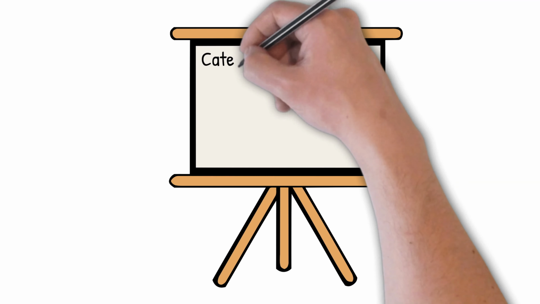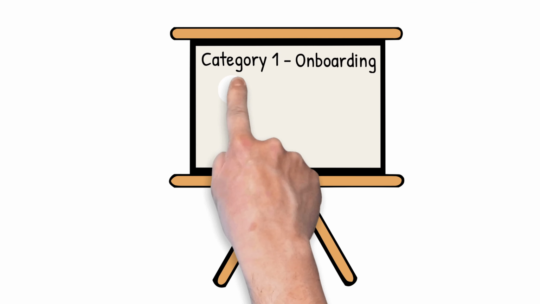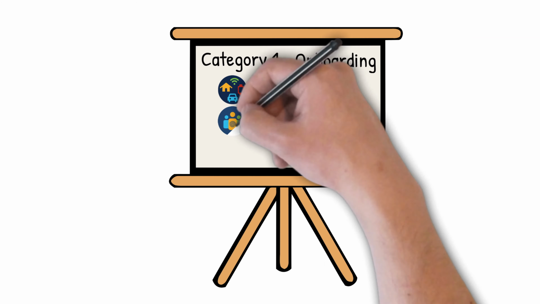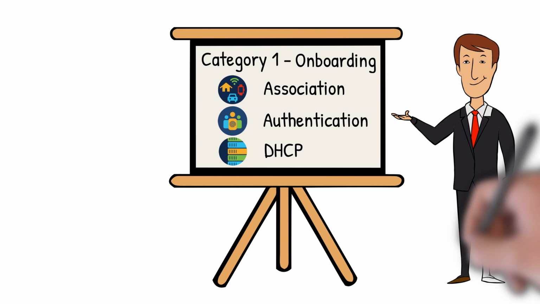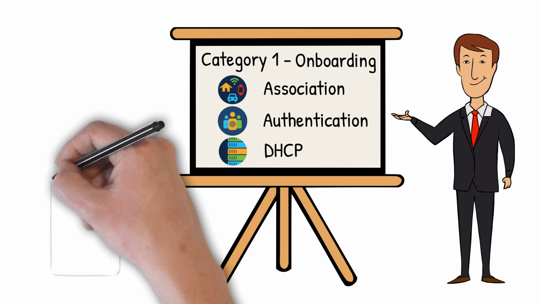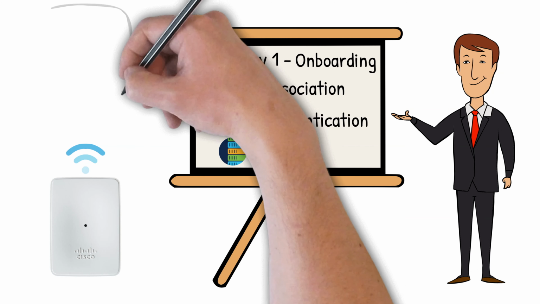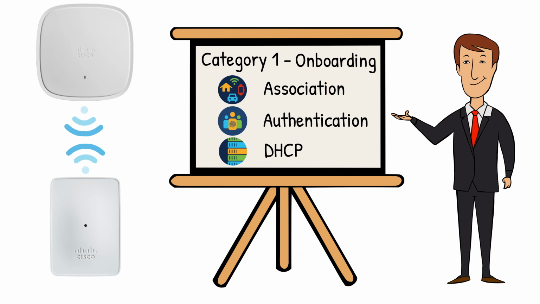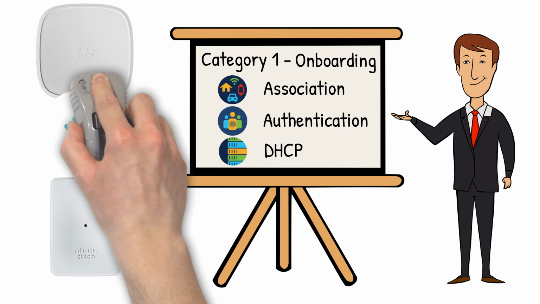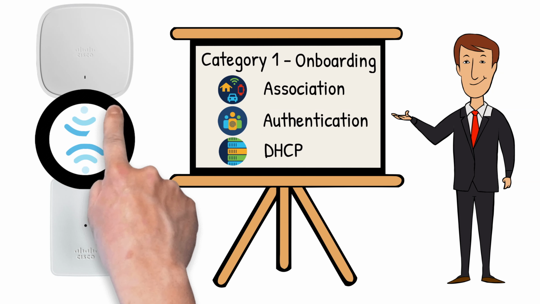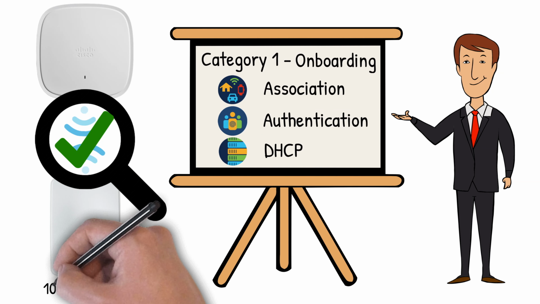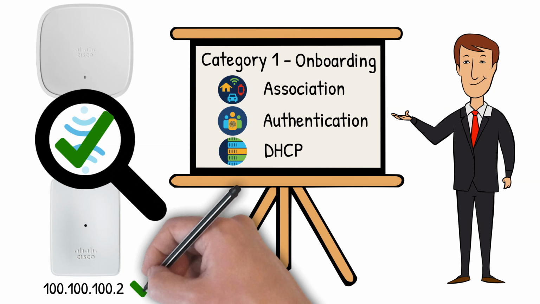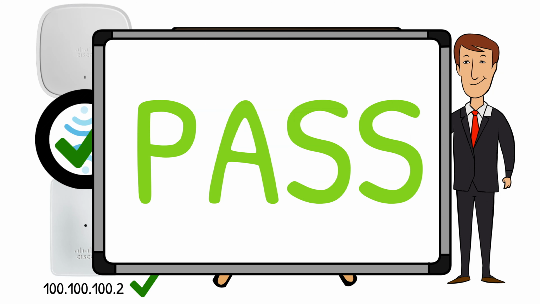Starting off with the first category of tests, we have onboarding, in which we have association, authentication, and DHCP tests. During these 3 tests, the Aironet Active Sensor will associate to your wireless network the same way any wireless client would. The purpose of these 3 tests is to ensure that basic client onboarding is working properly. If the sensor is able to join the wireless network and receive an IP address in a timely manner, the test is considered a pass.